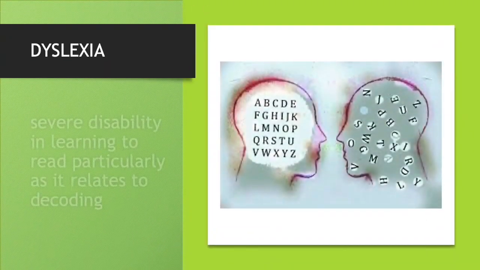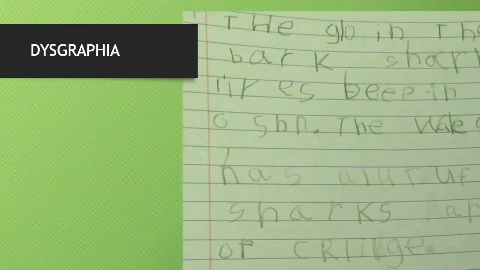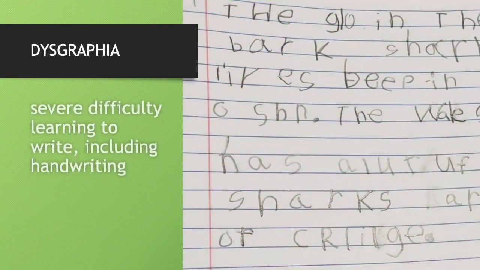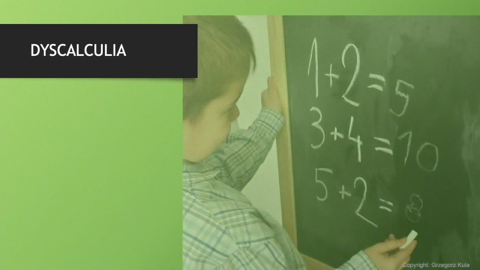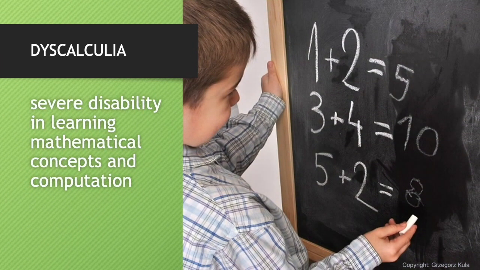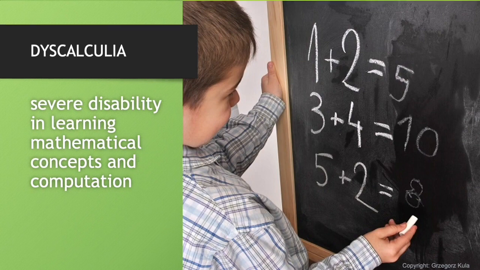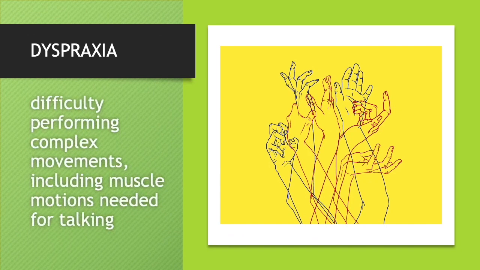Dyslexia is a severe disability in learning to read, particularly as it relates to decoding. Dysgraphia is a severe difficulty learning to write, including handwriting. Dyscalculia is a severe disability in learning mathematical concepts and computation. Dyspraxia is difficulty in performing complex movements, including the muscle motions needed for talking.